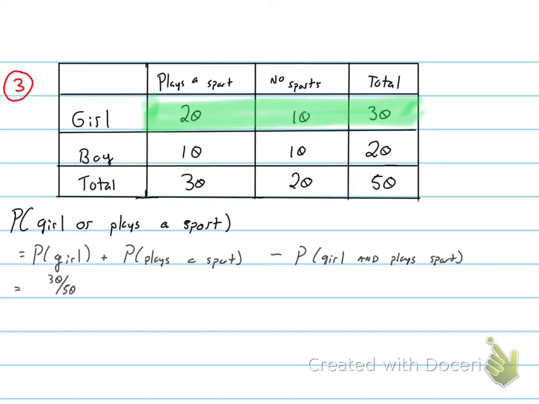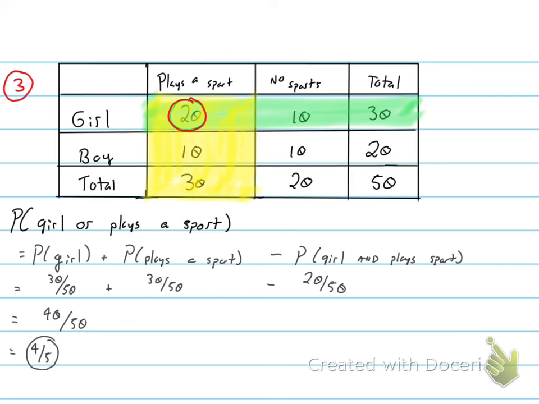So I'm going to add the probability that you're a girl, which is 30 out of 50, plus the probability that you play a sport, which is also 30 out of 50. And notice here that when I highlight the stuff in, there's those 20 girls that play a sport that I double counted, so I need to subtract that overlap again. So minus 20 out of 50. So I'm doing 30 plus 30 minus 20 out of 50, which ends up being 40 out of 50. If I want to simplify that fraction, that'd be 4/5 or 80%. And I'm done.